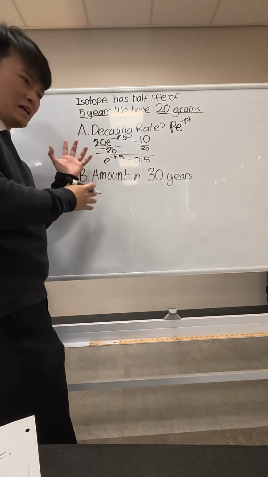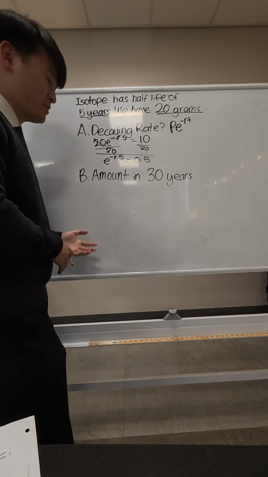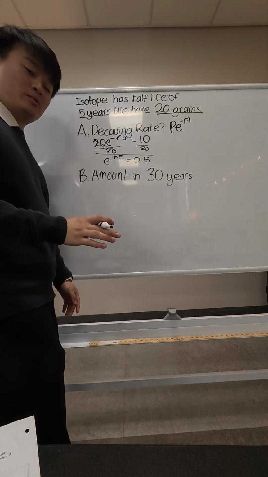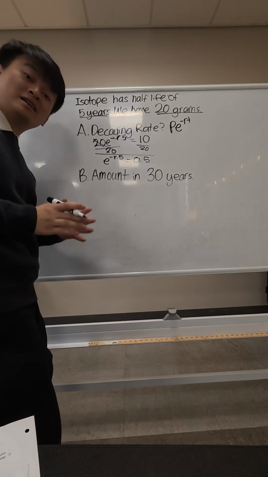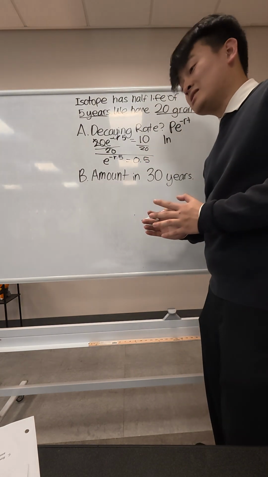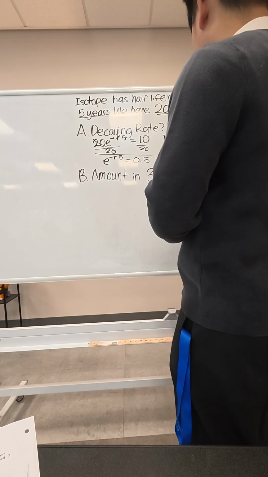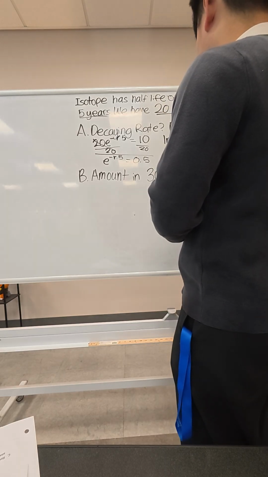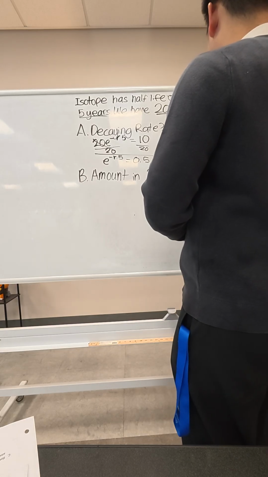Okay, that makes it less complicated, but then I don't like that e. What do I have to do? If I want to get rid of this exponent, I have to do this special thing. I have to take the ln of both sides. Why ln? Well, it's simply because it's e. Anytime you see e, you want to write ln on both sides. So you're going to write ln e to the power of negative R times 5 equals ln 0.5.